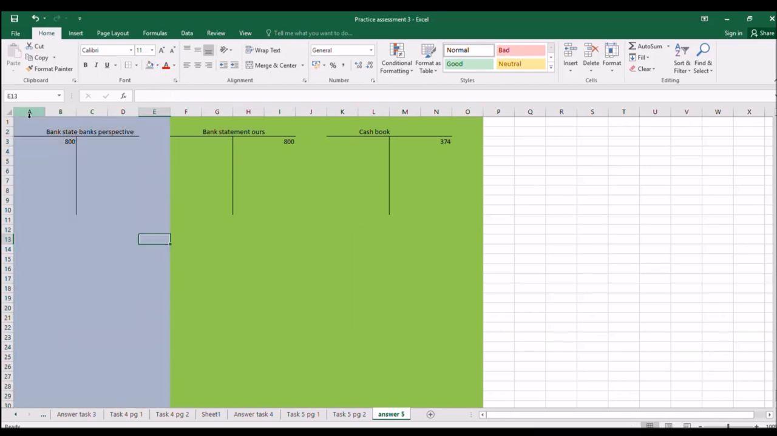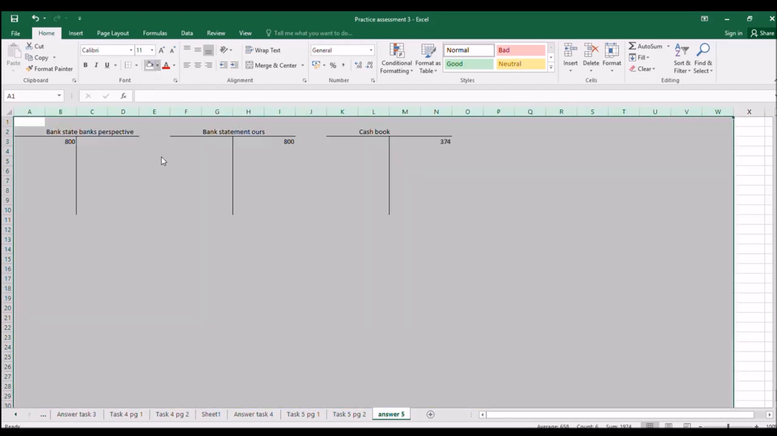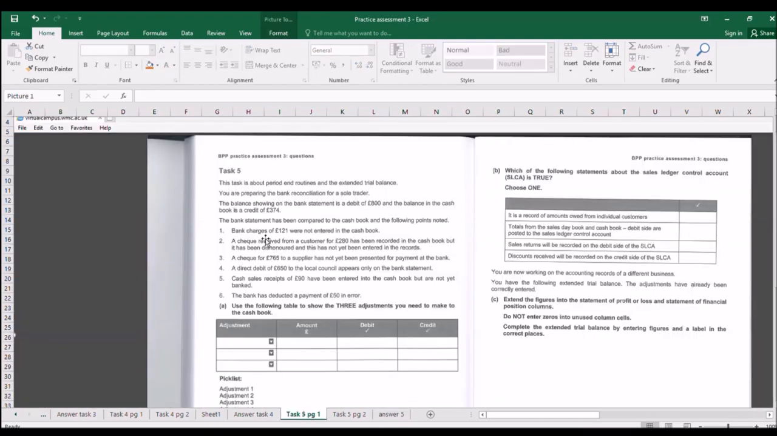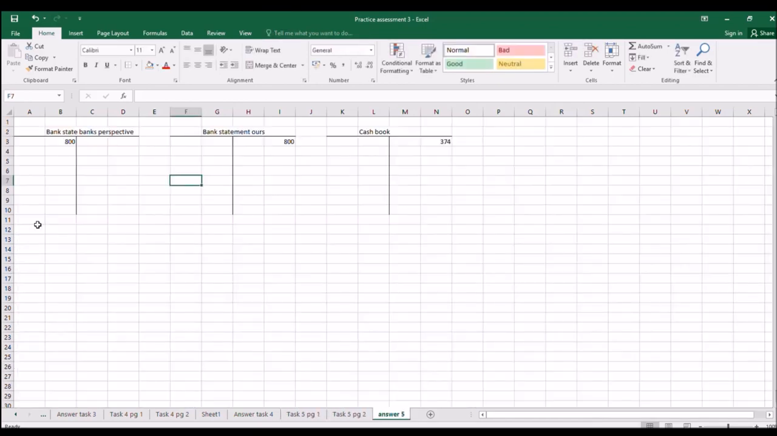Okay, and take the colour out now, because I like to use colour. Bank statements compared to the cash book, and the following points noted. Right, bank charges of 121 were not entered in the cash book. So we've got our bank statement here. Bank charges 121, not in the cash book. So when we've been ticking through from our bank statement to our cash book, these bank charges, which would be on this side, should be there from our perspective. So they're not in, they should be in.